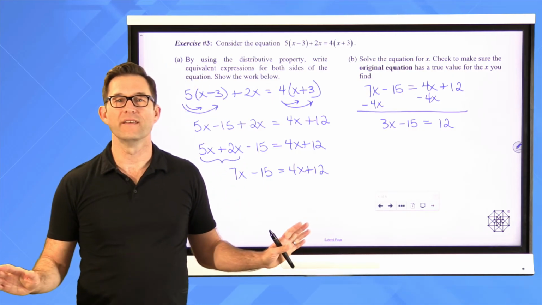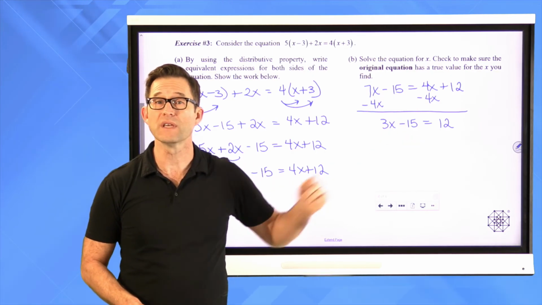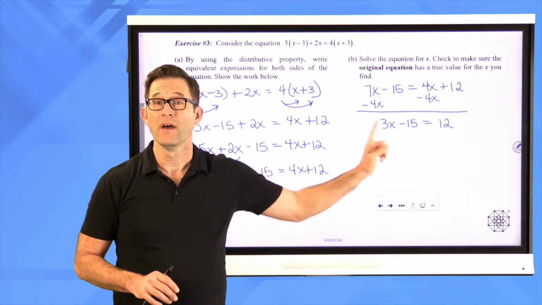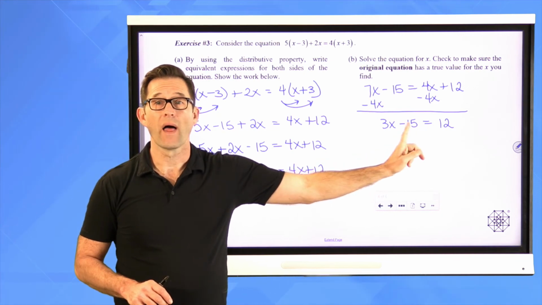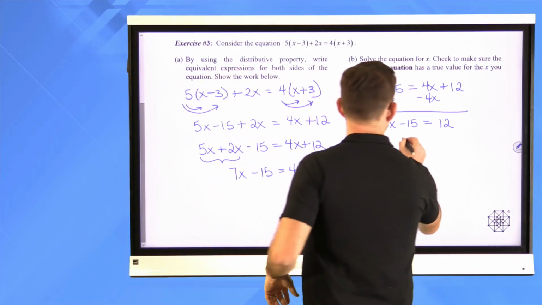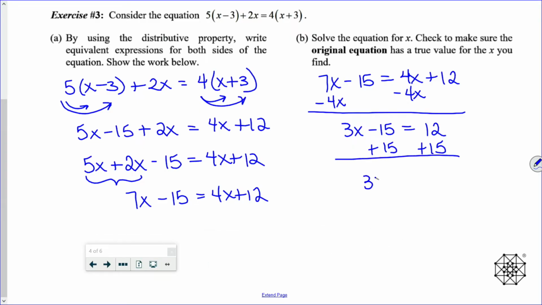All of that work I did to finally get my equation in a form where I can use inverses to solve it. Right? Now I suddenly have a two-step equation. I'm multiplying x by 3, I'm subtracting 15, I'm getting 12. So I'll add 15, I'll divide by 3, and I'll get my value of x. Here we go. Plus 15, plus 15. That gives me 3x is equal to 27. Divide by 3, and I'll get x equals 9.